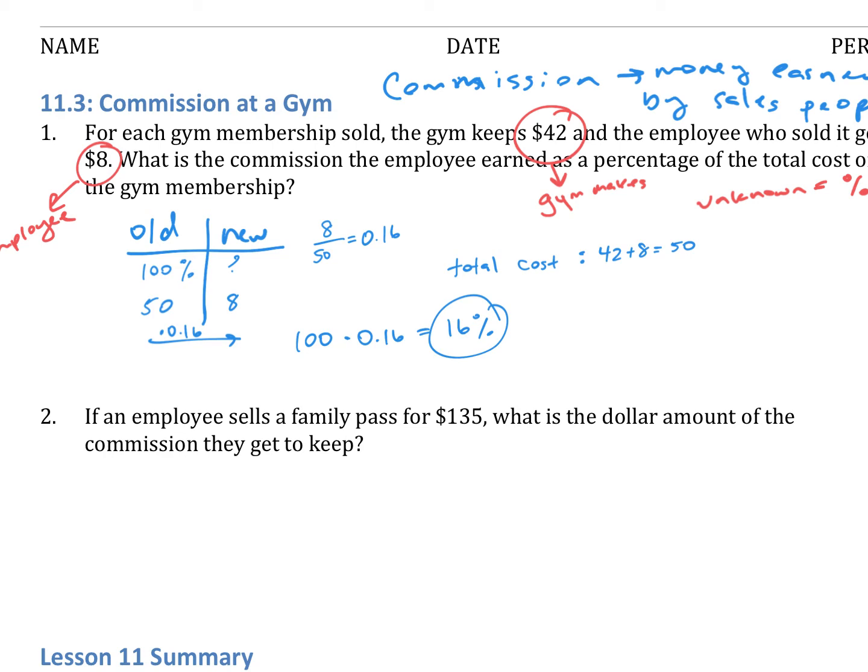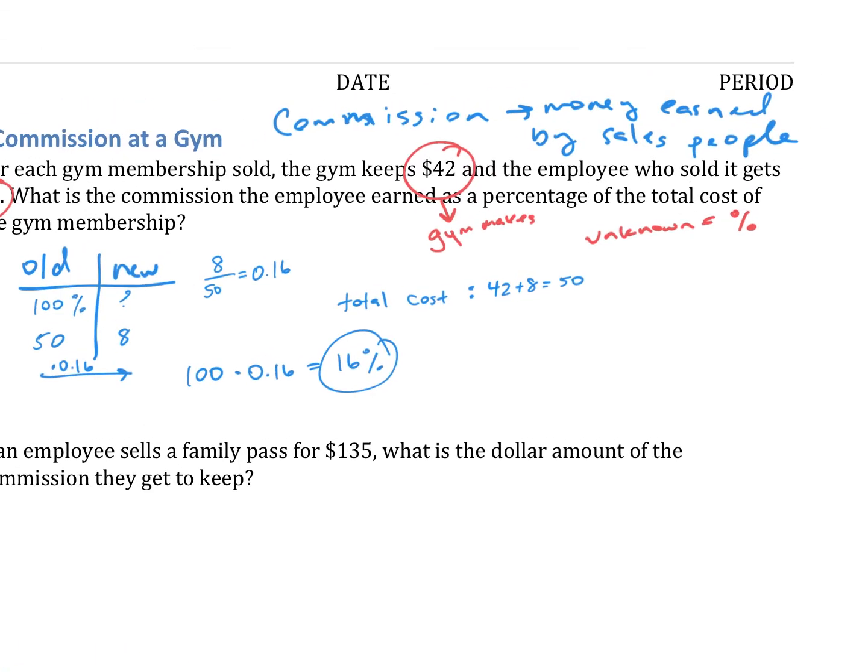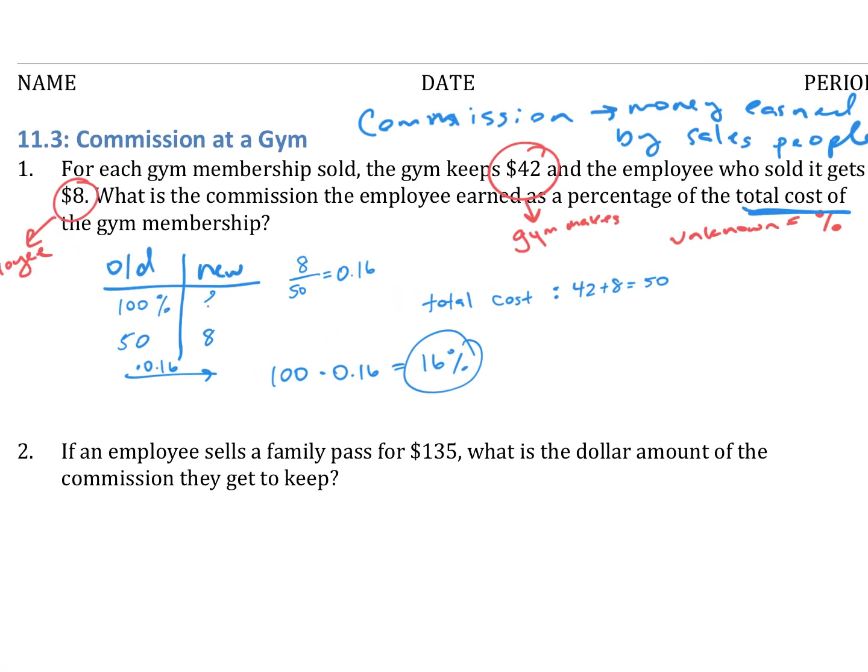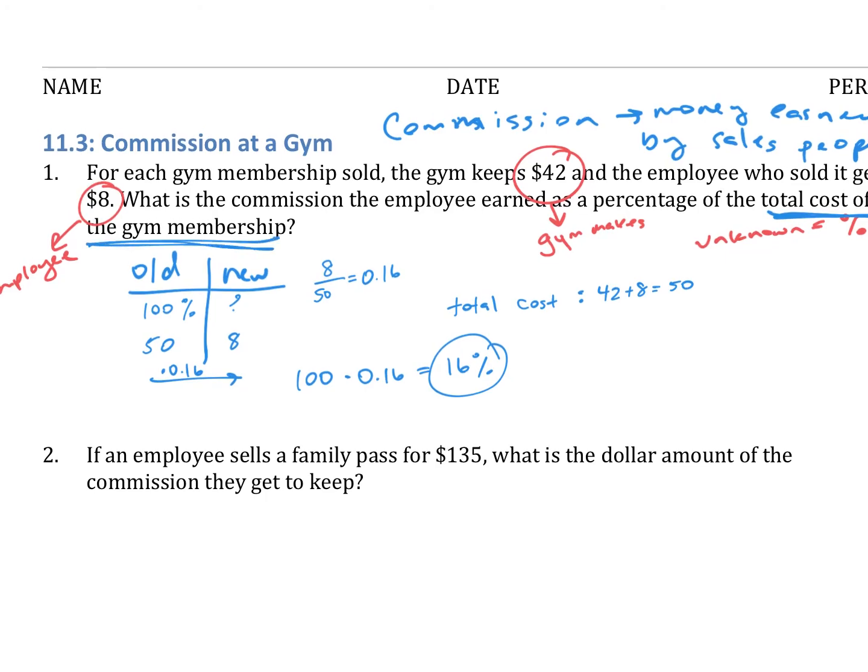Some key things to remember here: because it uses those words, total cost of the gym membership, you need to make sure you're using that number. I'm going to guess that quite a few of you used the number 42 instead of the number 50. Really think hard about what you're trying to figure out. Read the words carefully and connect everything back to the problem. If you did use 42 instead of 50, that's okay. Just make the changes and fix the problem.